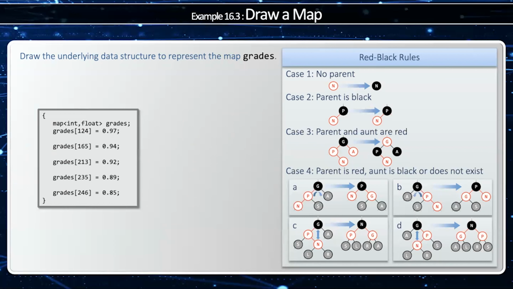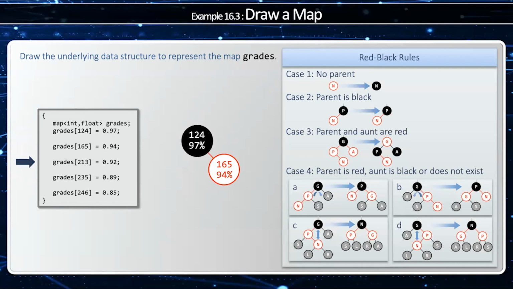Let's do the problem again, except with a slightly different order. I'm going to have the same integer float key value pairs. So initially, 124 is 97, and since I add nodes as red, I'm going to activate case 1, and the root node becomes black. Now, 165 initially goes red. Since 165 is to the right of 124, I add a red node to the right of it, and this activates case number 2, and I'm going to add the node.